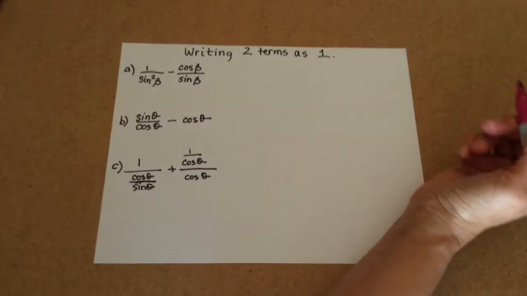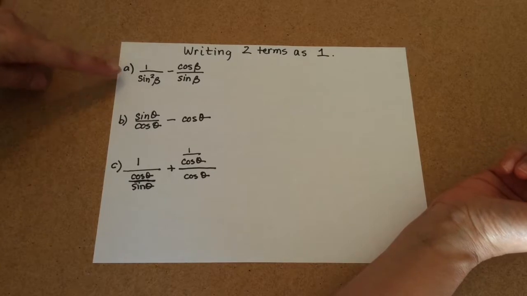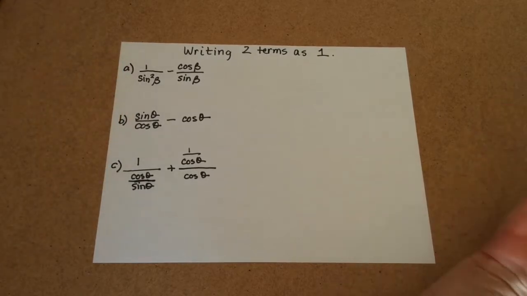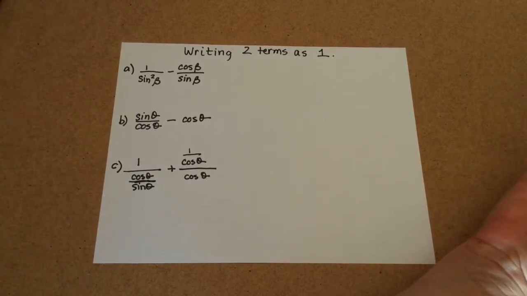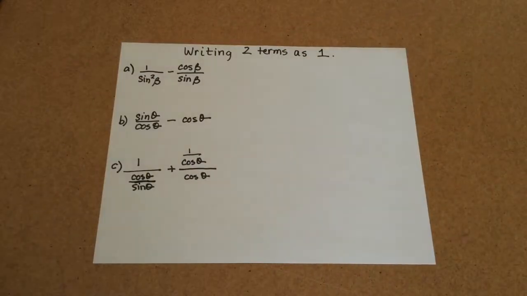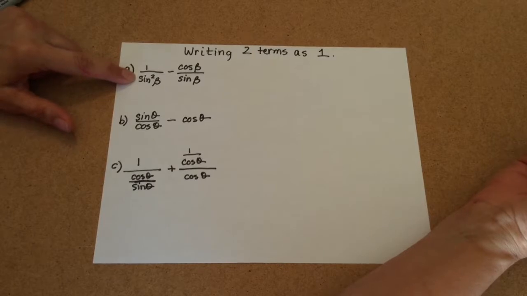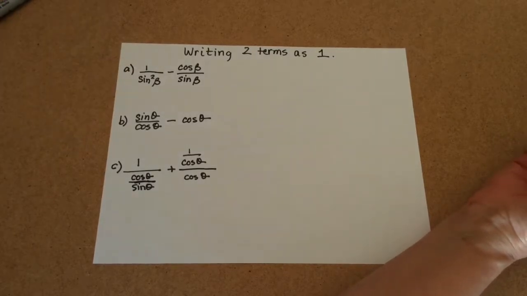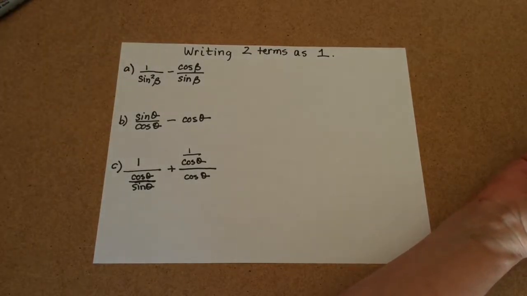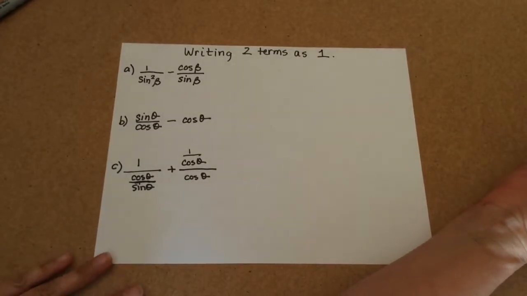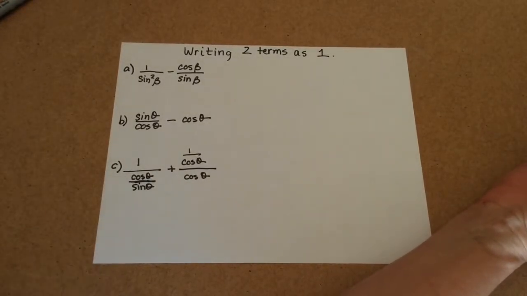Okay, so in this next video, what we are going to be doing is just adding or subtracting fractions that have unlike denominators, or writing two terms as one in preparation for verifying your trig identities. So let's take a look at this first fraction. I can't subtract them because they don't have like denominators. So what we have to think about is the jealous denominator. Denominators want what the other denominators have.